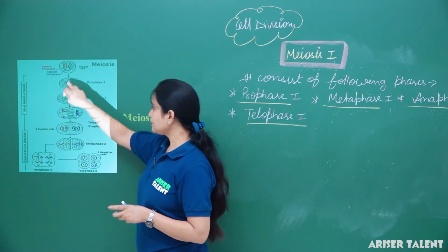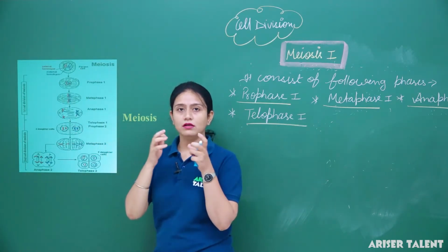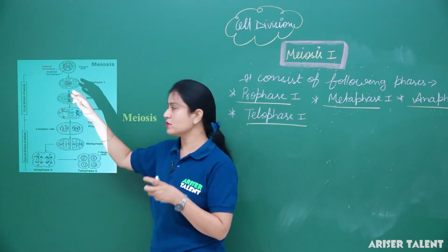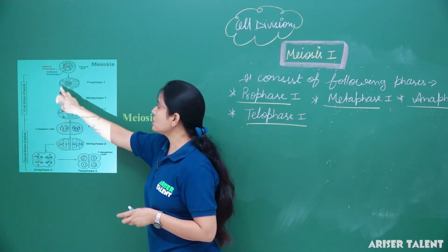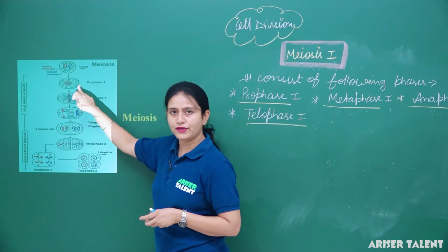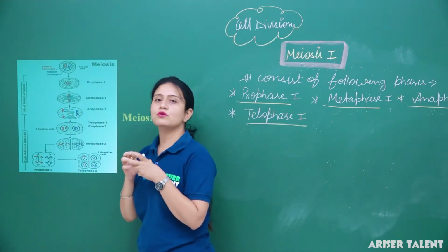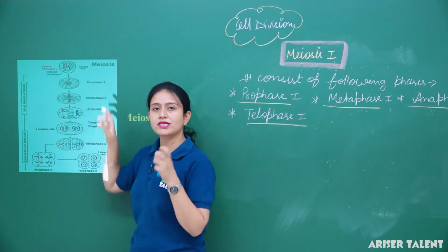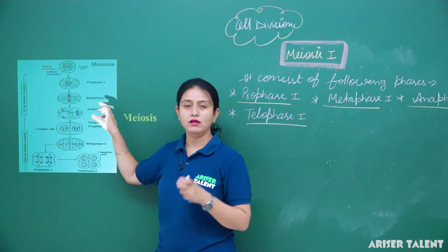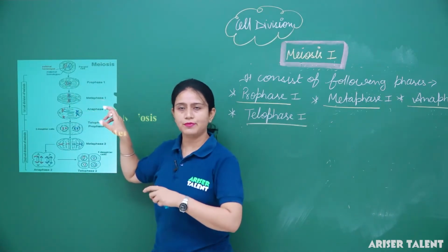Prophase 1 is there. What happens here? We can see synapsis, meaning pairing of chromosomes, and crossing over occurs in this phase. Synapsis means the chromosomes have formed pairs and then they are crossing over each other. So thus we can say in prophase 1, synapsis and crossing over take place.